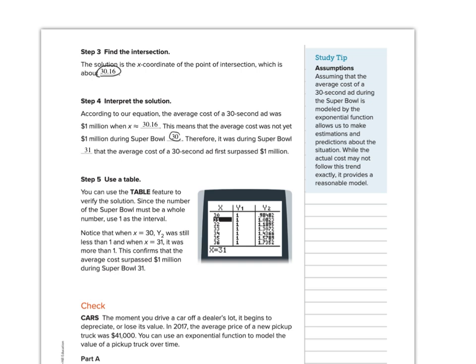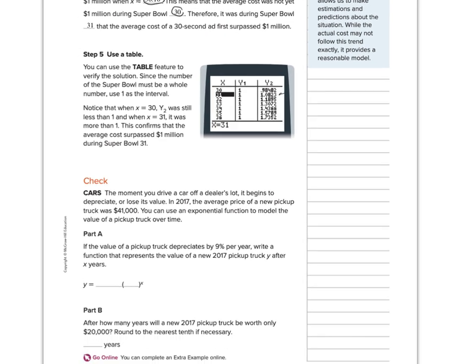At 30 years, it wasn't quite there, right, because it was 30.16. So we would have had to go to the 31-year point to find that $1 million. So just looking at different ways to evaluate that and understand that.